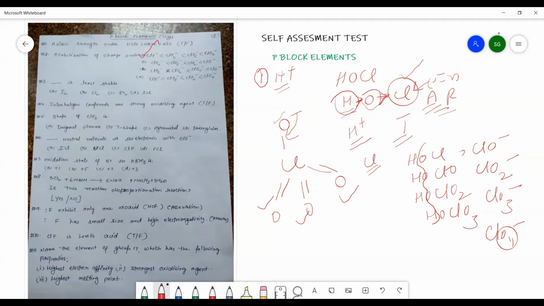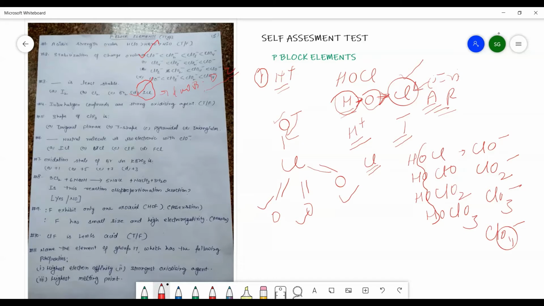Now the question number 3. Dash is least stable. Now see the options I2, Cl2, Br2 and ICl. You can easily understand that ICl is the interhalogen compound and there is an electronegativity difference and size difference between the I and Cl, so they have low bond dissociation energy. So we can say that this is the least stable. All the halogens are stable as compared to interhalogen compounds.